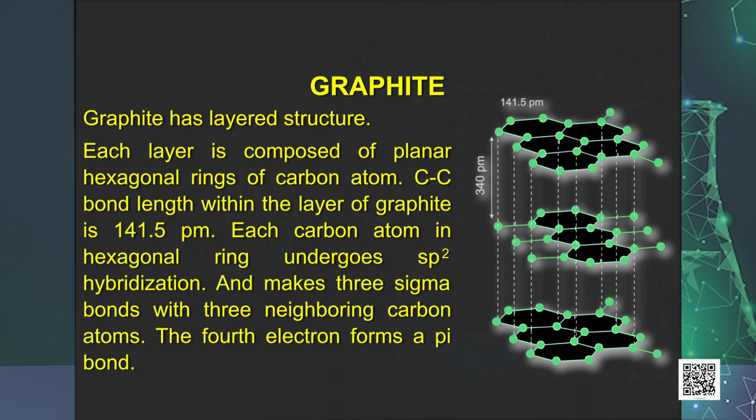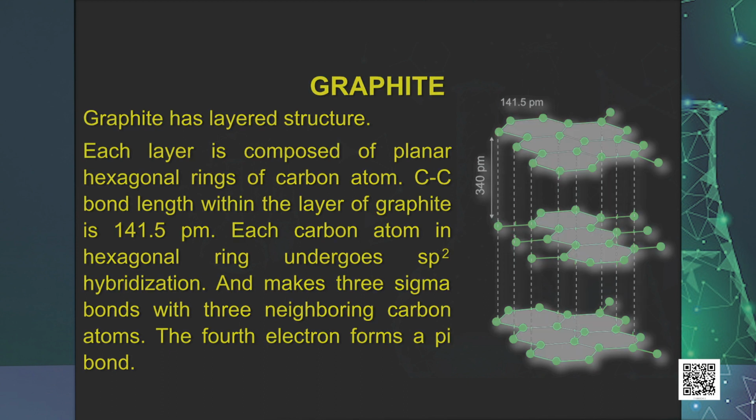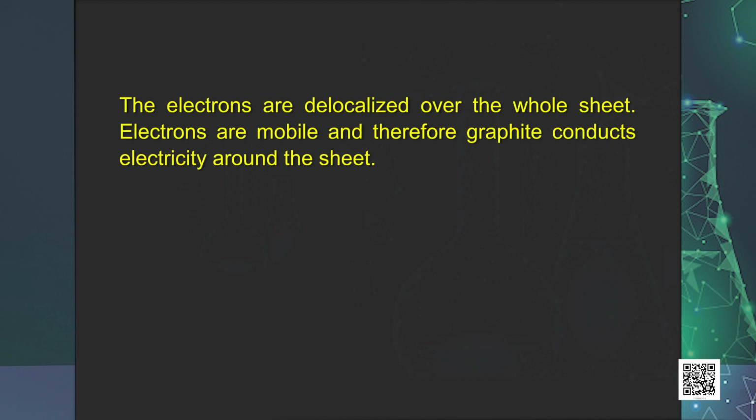Each carbon atom in the hexagonal ring undergoes sp2 hybridization and makes 3 sigma bonds with 3 neighboring carbon atoms. The fourth electron forms a pi bond. The electrons are delocalized over the whole sheet. Electrons are mobile and therefore graphite conducts electricity around the sheet.